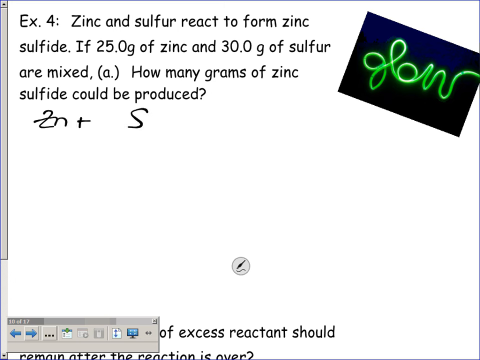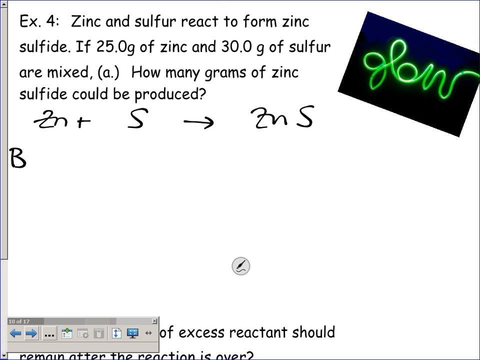Remember, zinc has a 2+ charge, sulfur has a 2- charge. Final? ZnS. Good. No balancing needed. Nothing's diatomic. It's all good. So I made this one easy because it's a 1-to-1-to-1 ratio. All right, so what we do first is before the reaction begins, how much zinc do I have? 25 grams, right?